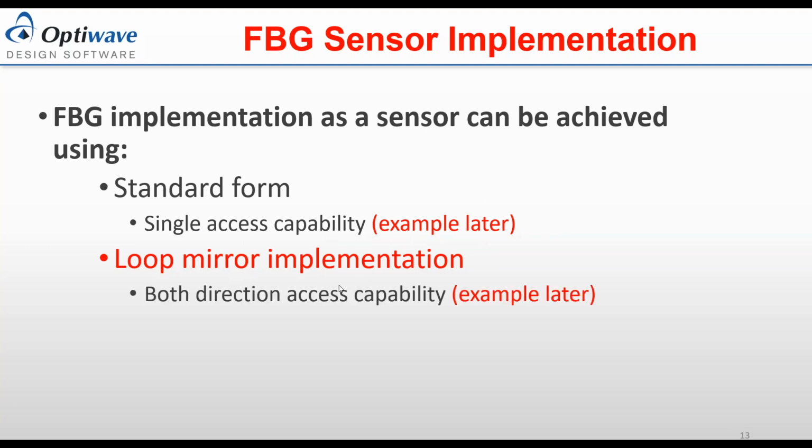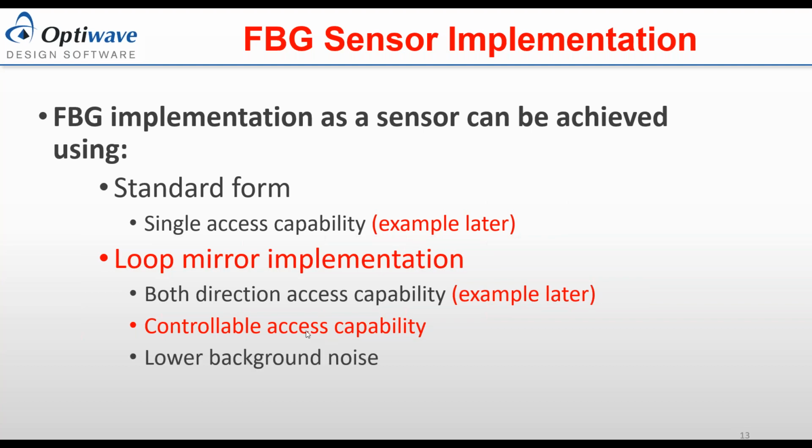However, with the loop mirror implementation, you may have access from both directions. So, for example, you can monitor from the west side or east side of the link on which you have placed these sensors. Then also you can have controllability of the access point. So if you wanted, you just give access only to the west side, or you can give access to the east side, or you can give access to both sides if you like.